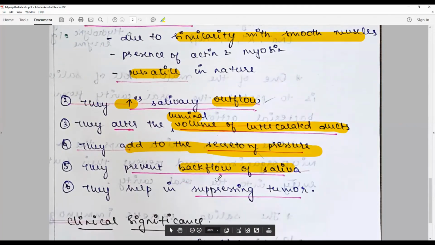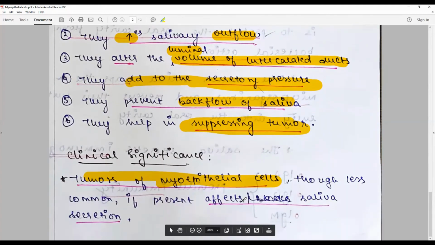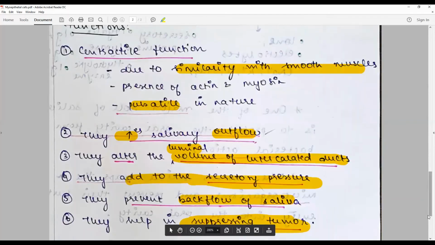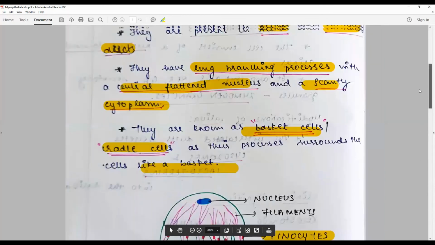They are also believed to have a role in tumor formation. Tumors of salivary myoepithelial cells are less common but are present, and they are called myoepithelioma. It can cause death if not properly treated.